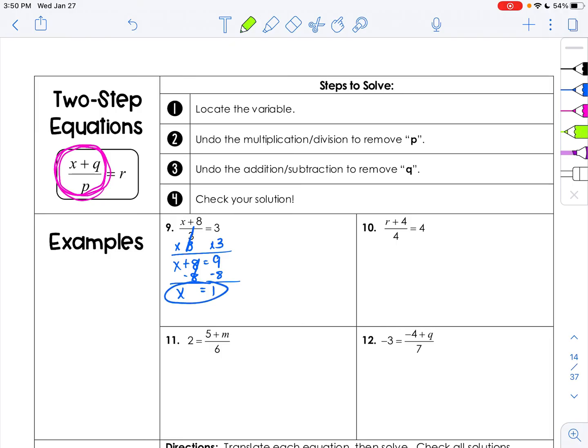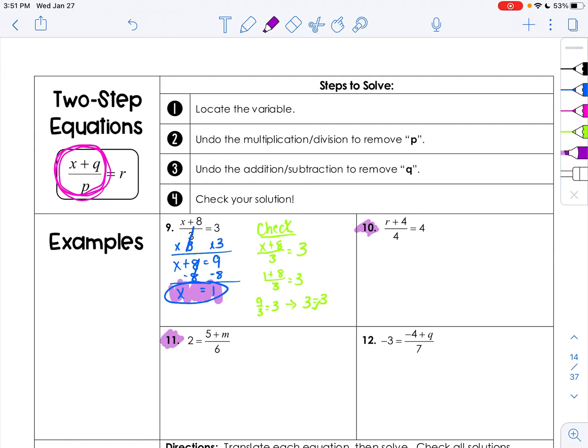And we can still check these. So if I take that original x plus 8 divided by 3 equals 3, and I replace x with 1, so that's 1 plus 8 divided by 3 equals 3. 1 plus 8 is 9, divided by 3 equals 3. And 9 divided by 3 is 3, so 3 equals 3, which is true. So my answer is x equals 1. But remember, we only get rid of division first if the whole side of the equation is being divided by. Highlight number 10 and 11, and let's look at 12.